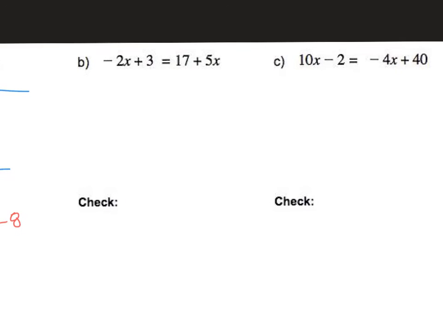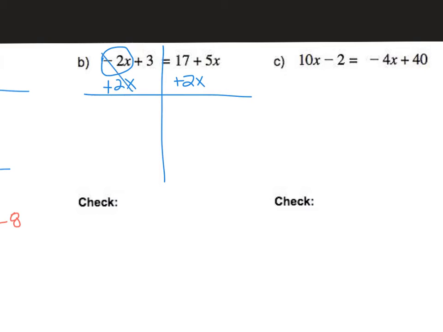All right, letter B. So again, our first step as we look at this problem is getting rid of parentheses, which we don't have any, combining like terms, which we also don't have any. So now we want to move our x's to get our x's on the same side. So I have negative 2x and positive 5x. I can move either, but I typically like to move the smaller variables. So I'm going to get rid of this minus 2x by adding 2x to the other side.